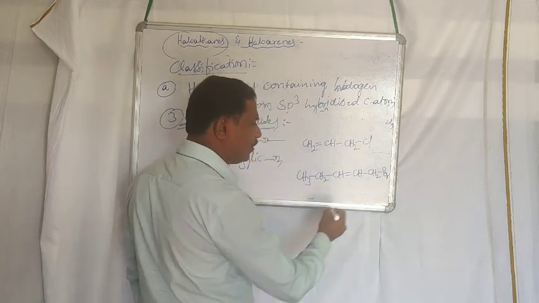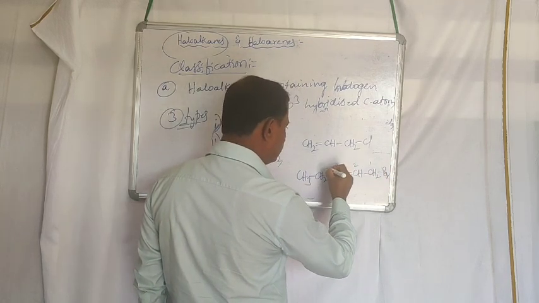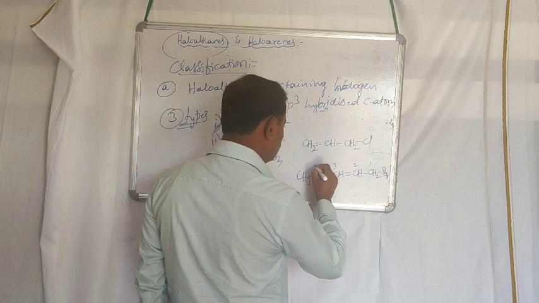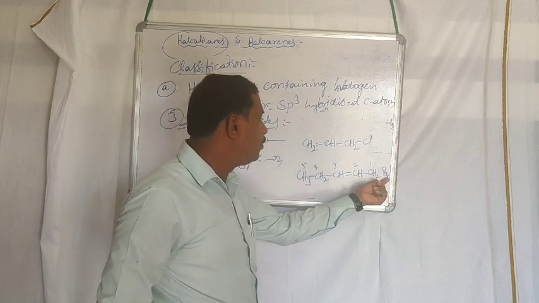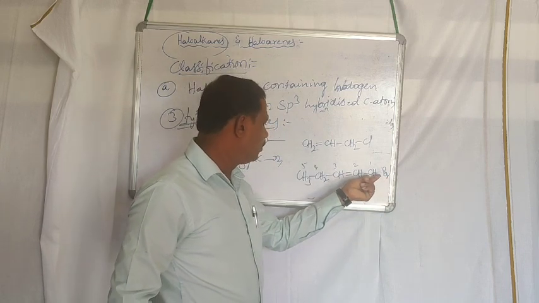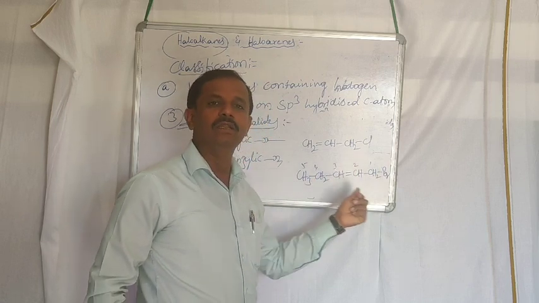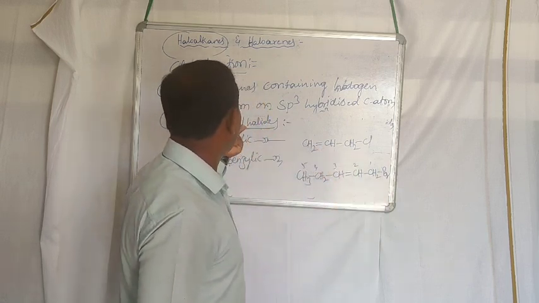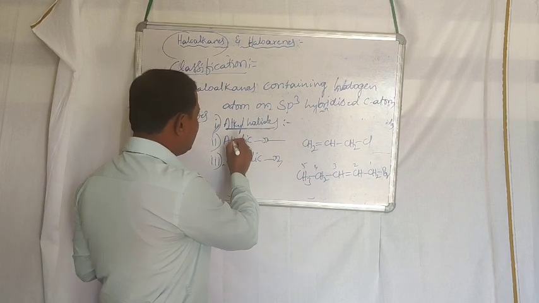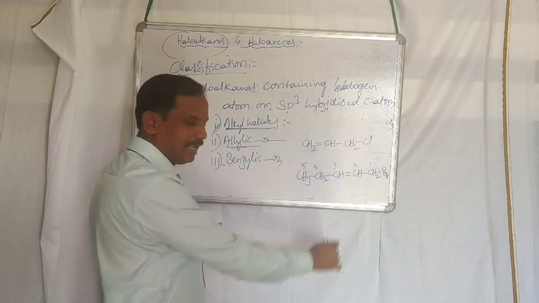Next, what is the IUPAC name of this compound? 1, 2, 3, 4, 5. 1 bromo pent 2ene. These are all allylic halides.